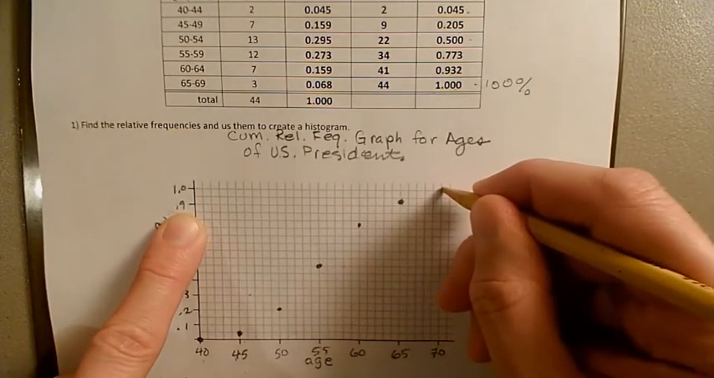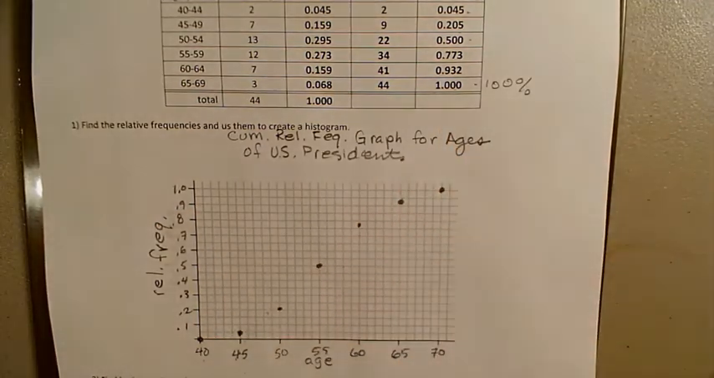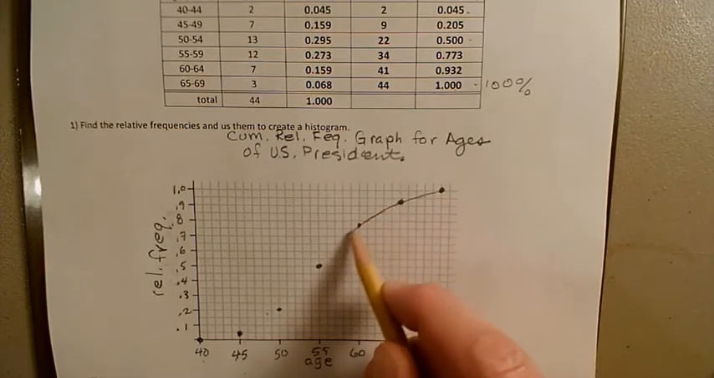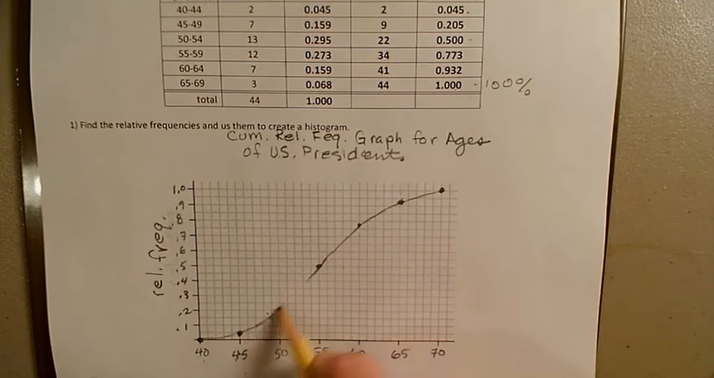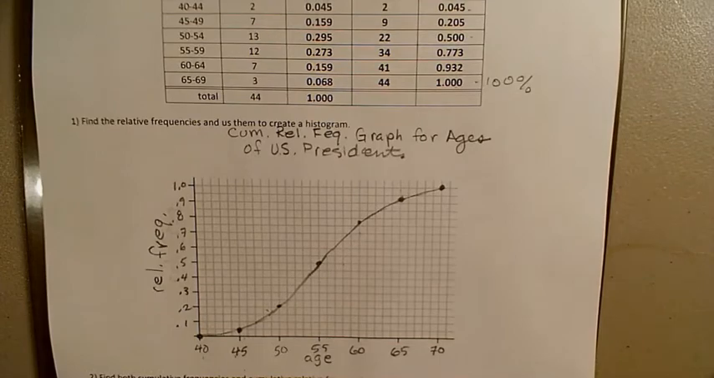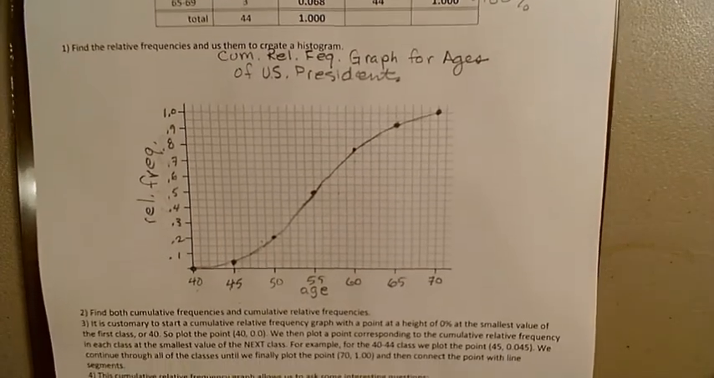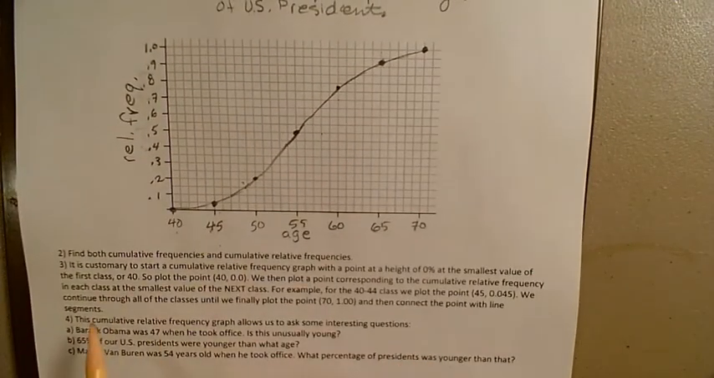And then the last one, we're at 100%. That means 100% of the presidents were younger than 70. No one was over 70. And so then we create this curve, which is called an ogive curve. All right, and now we can calculate some values and ask some questions about it. This cumulative relative frequency graph allows us to ask some interesting questions.